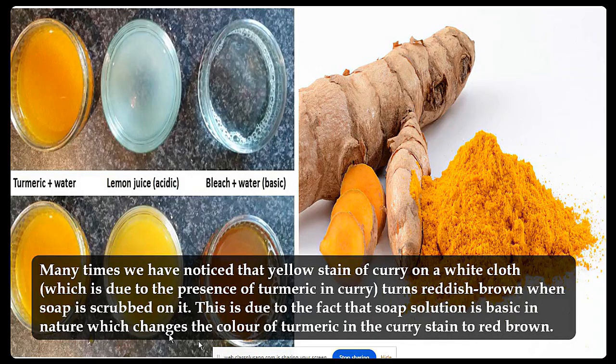Actually, what happened when soap is scrubbed on the cloth? The soap is a basic substance, and the turmeric, which is yellow in color, turns to reddish brown because the base is reacting with it. It turns to reddish brown here. Is it clear? Whenever curry is there on the cloth.